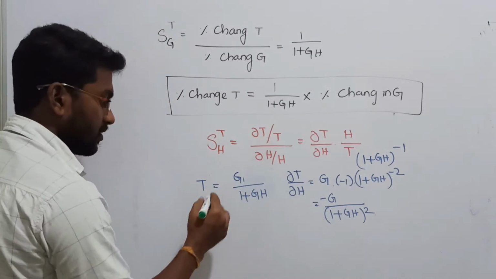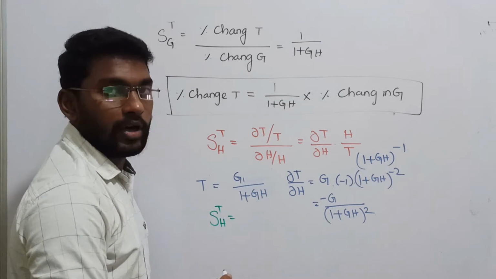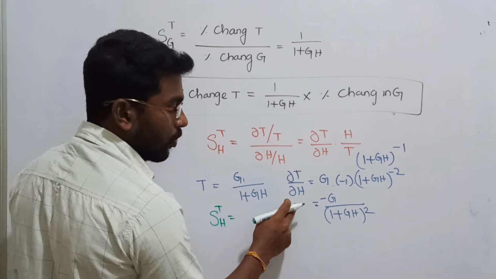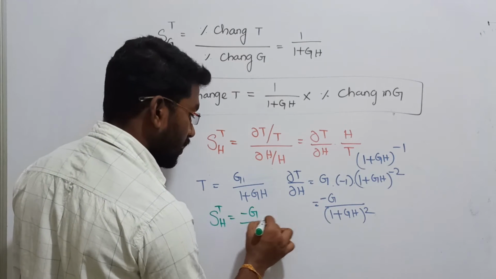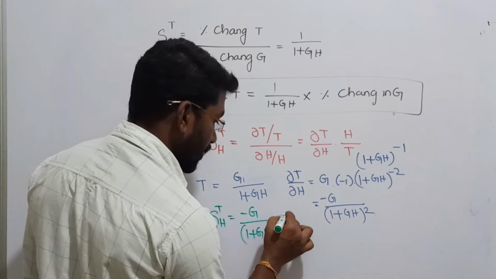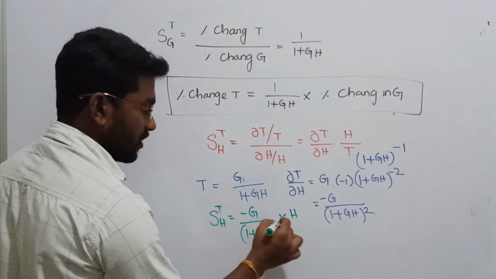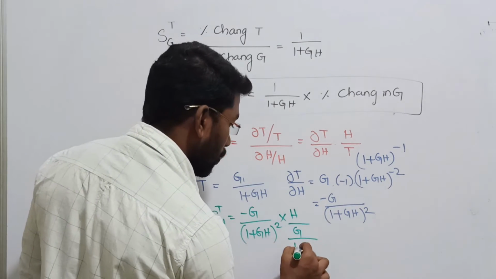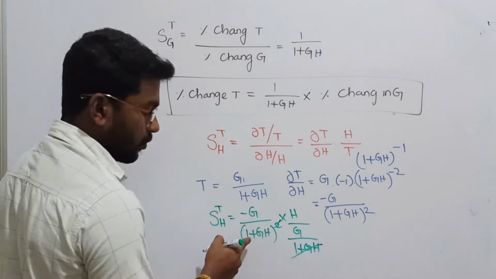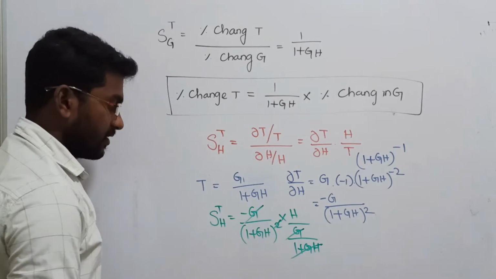Now getting back to the system, the sensitivity of the overall transfer function with respect to the feedback path parameter is going to be dou T by dou H. What is the value of dou T by dou H? Dou T by dou H can be written as minus G upon (1 plus GH) whole square into H by T. H is here, T is G upon 1 plus GH. Now 1 plus GH whole square divided by 1 plus GH, one factor is getting cancelled, and G is getting cancelled out.